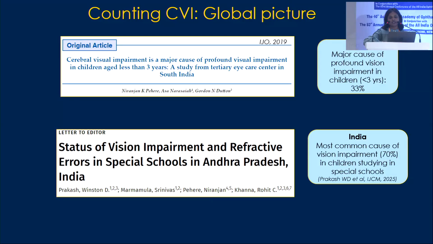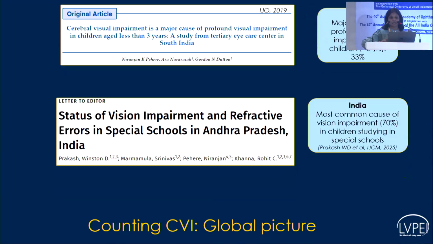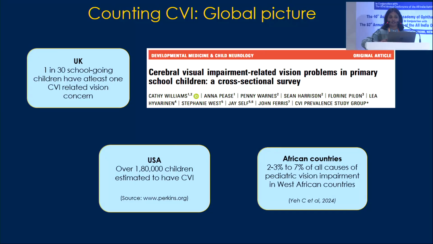And in another study in the southern part of India, we see that 70% of children had CVI. This was the most common cause in children studying in special schools, not special schools for the blind, in the other special schools. And we also have a study from UK which points out that 1 in 30 school-going children have at least one CVI-related vision concern. And from the US, the Perkins International website mentions that over 180,000 children are estimated to have CVI in the US.